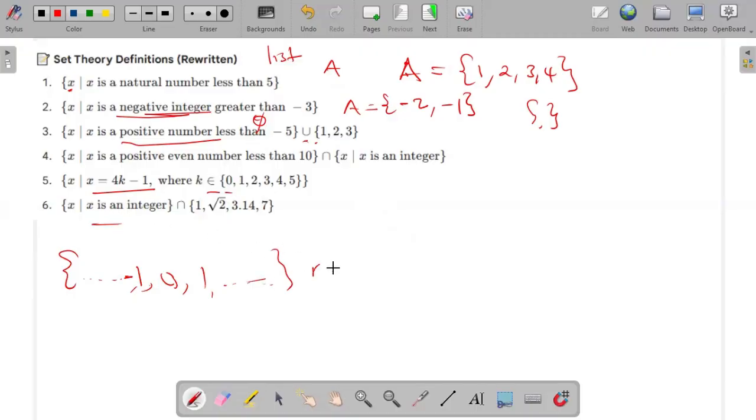And they're saying intersection, meaning they're asking me what is common with this thing here.